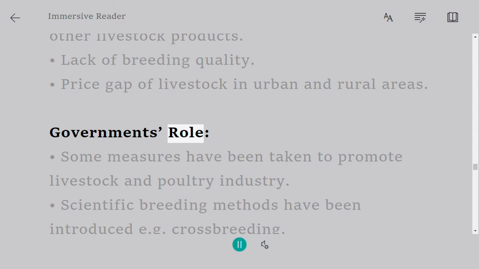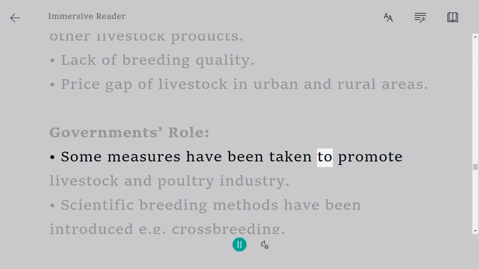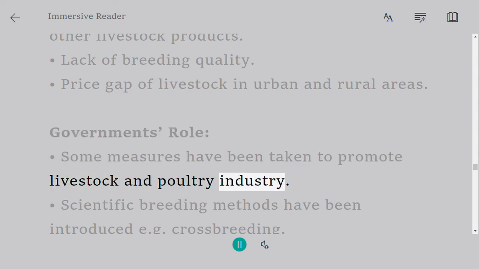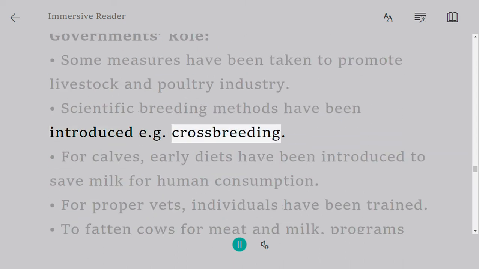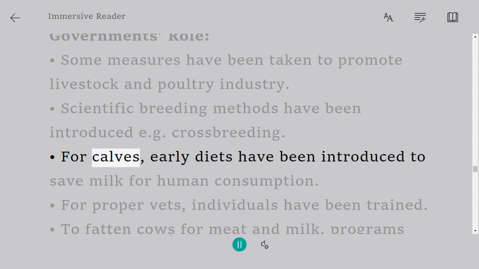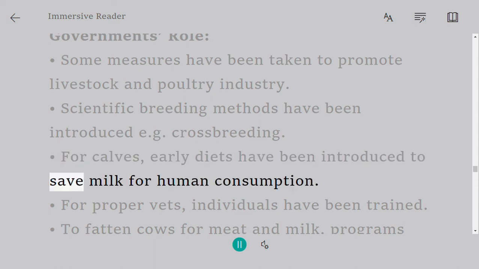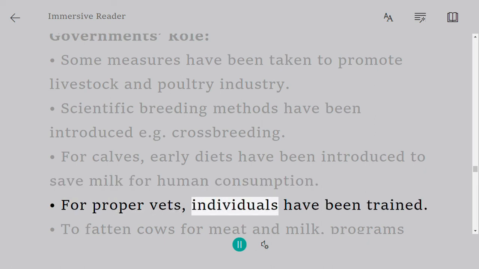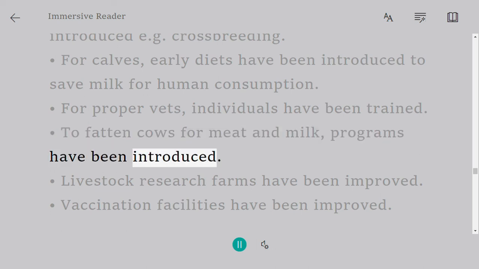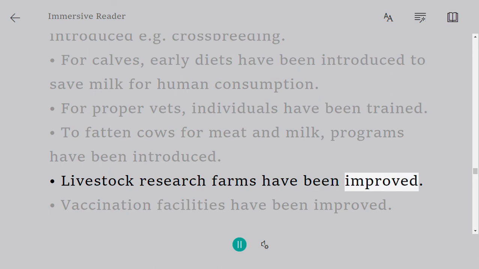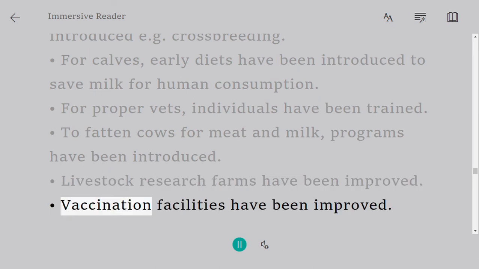Government's role. Some measures have been taken to promote the livestock and poultry industry. Scientific breeding methods have been introduced, e.g. crossbreeding. For calves, early diets have been introduced to save milk for human consumption. For proper vets, individuals have been trained. To fatten cows for meat and milk, programs have been introduced. Livestock research farms have been improved. Vaccination facilities have been improved.